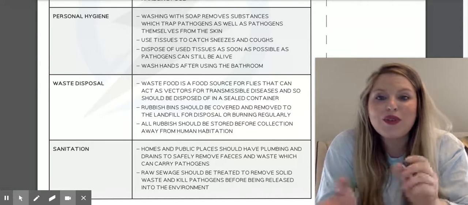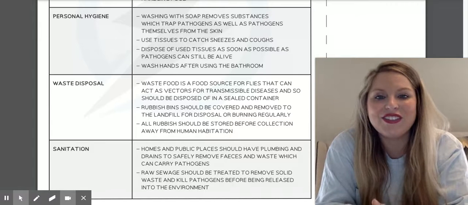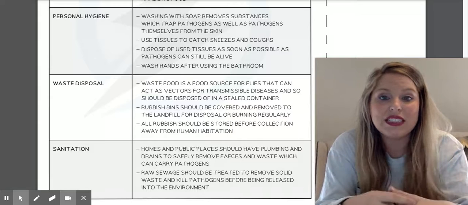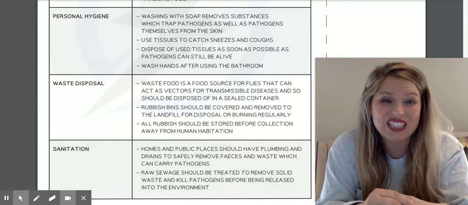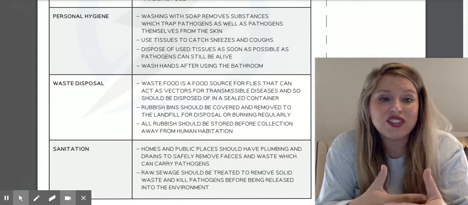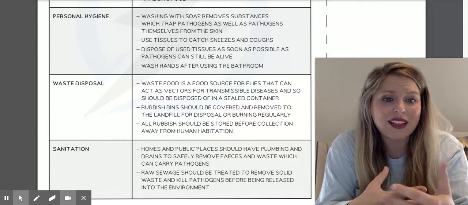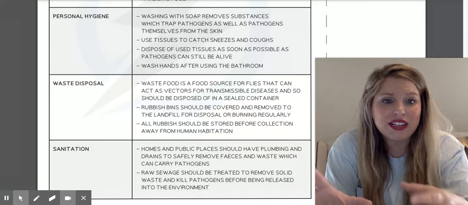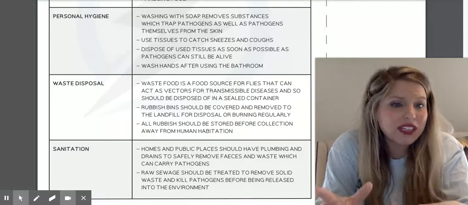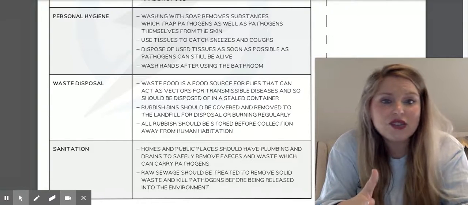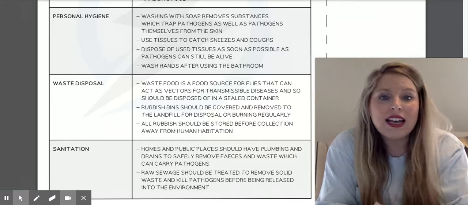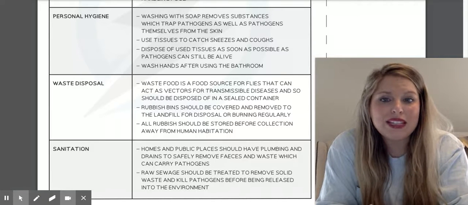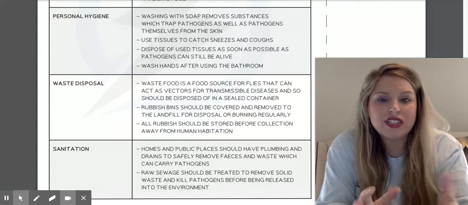Waste disposal. Waste food is a food source for flies that can act as vectors for transmissible diseases, and so it should be disposed of in a sealed container. Waste foods are anything, like raw meat or anything, that you need to get rid of quickly. Try to seal it, get rid of it. This is why trash cans are really important in cities, because of the way that we need to dispose of our waste and not transmit diseases.